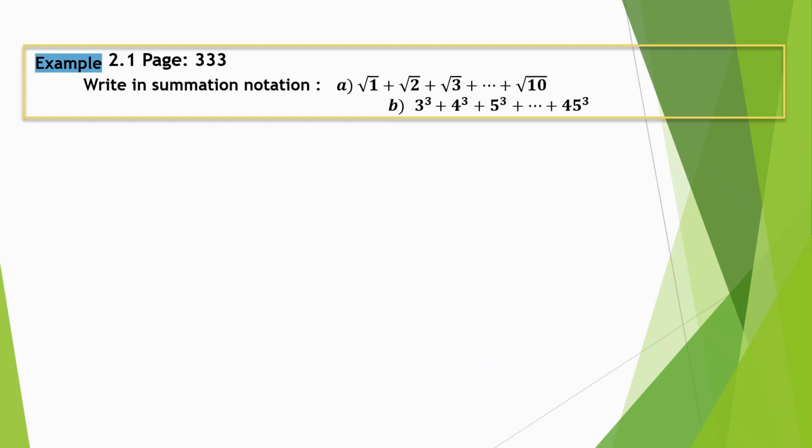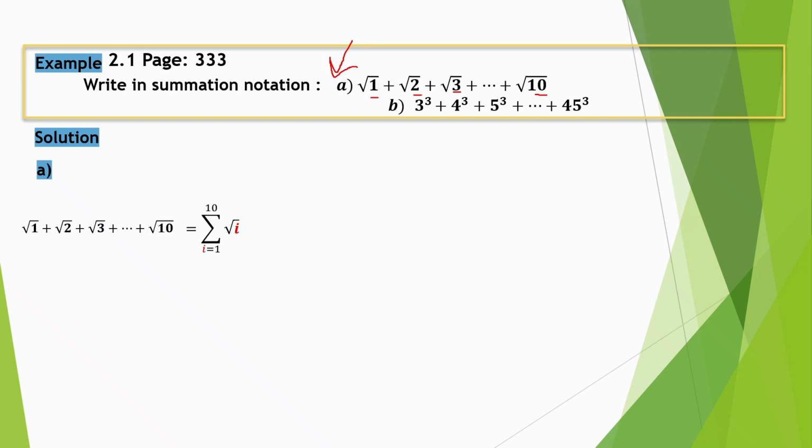Question. They ask how to write in summation notation. Look closely at question number A. You can see it is arranged in sequential order, natural numbers 1, 2, 3, etc. up to 10. So what is the starting number? Perfect, 1. What is the ending number? You are right, 10. And what is the function you see there? Square root. So how can you write it in sigma notation? Yes, sigma i equals 1 to 10 root i.